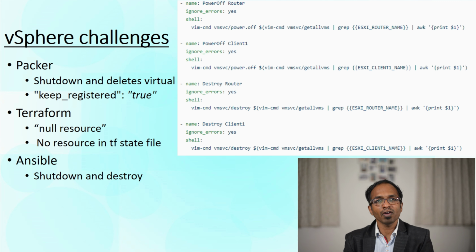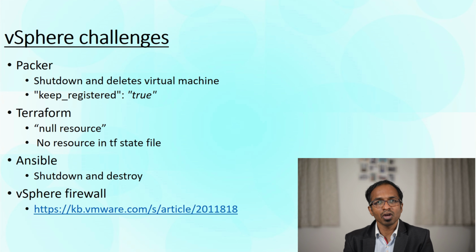In vSphere firewalls, you need to allow SSH and VNC to build and provision virtual machines. vSphere firewall rules are not retained between reboots. You need to follow the knowledge base article mentioned here to make the rules persistent.